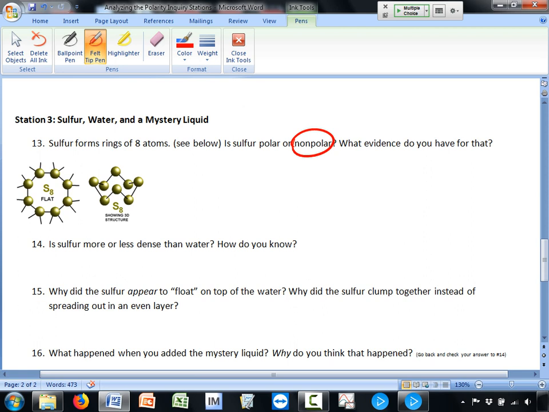So what evidence do we have for that? Do we have any other evidence for that? It floated on the water. I want you to write that down and then question yourself there. Did it float? Let's see if we can say something a little bit more specific about what we observed there, because I would disagree with using the word float here.